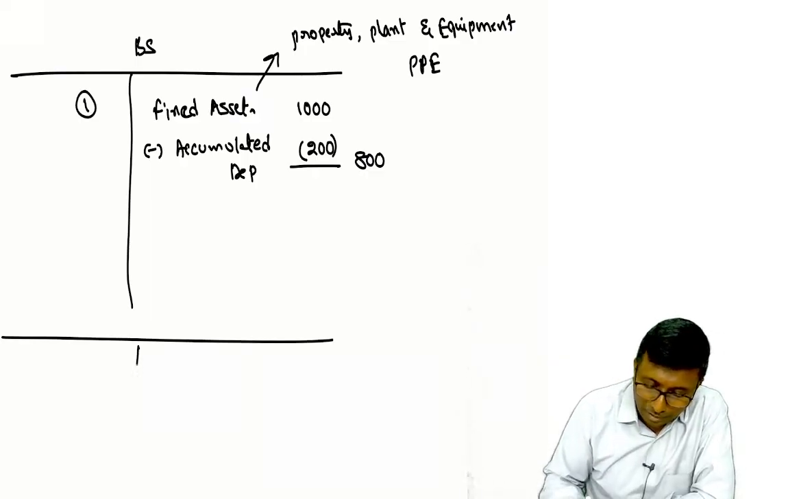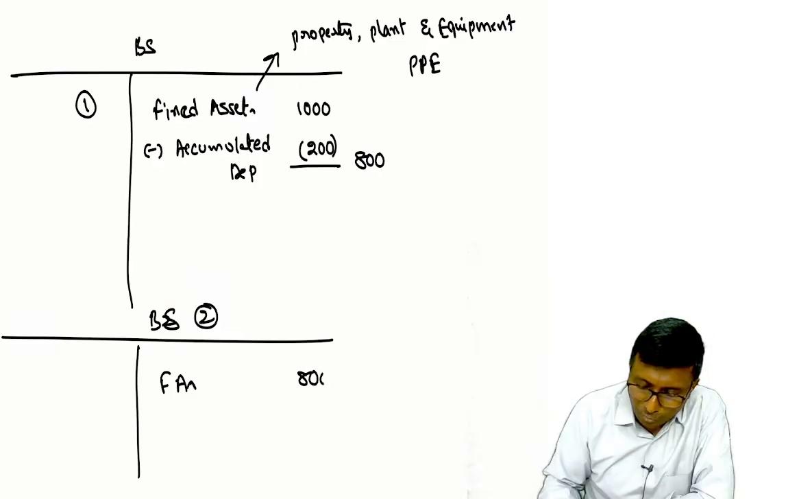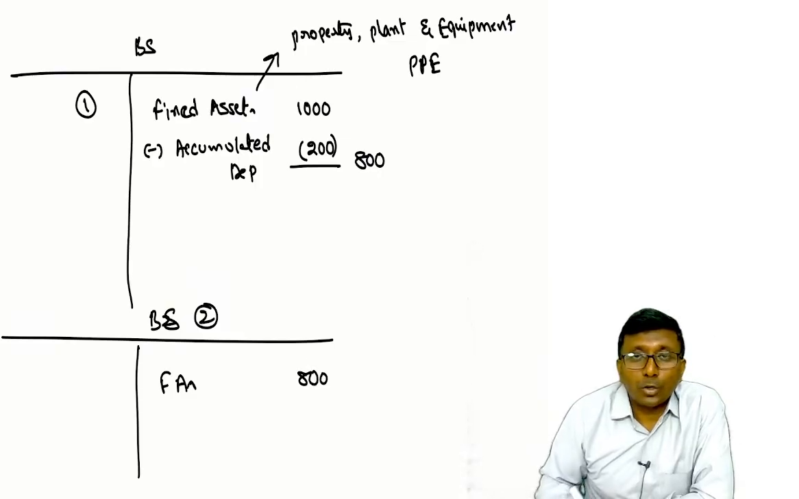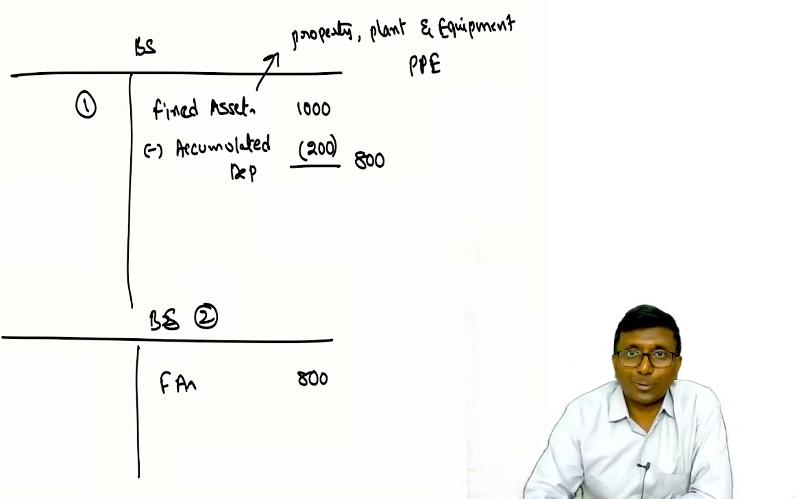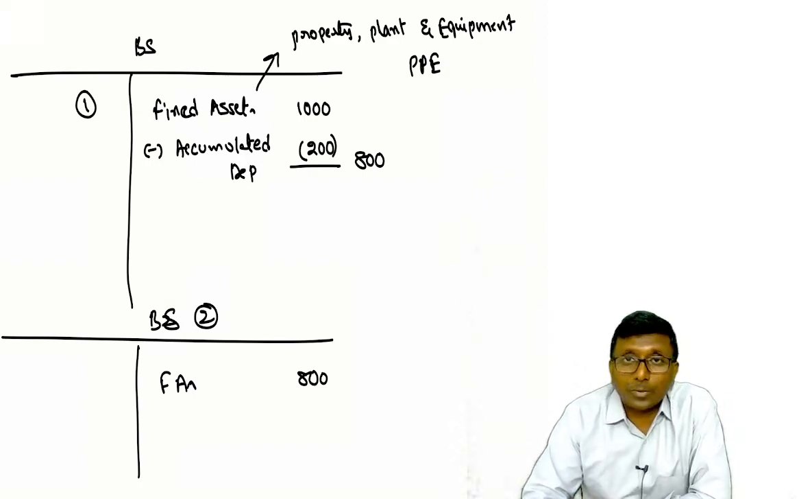Type number 2, what will be there in the balance sheet? Simply fixed assets, 800 rupees like this. You don't find accumulated depreciation on the face of the balance sheet, nowhere it is there. So now one question should come: Sir, which is the correct method? Which is actually followed by the company?